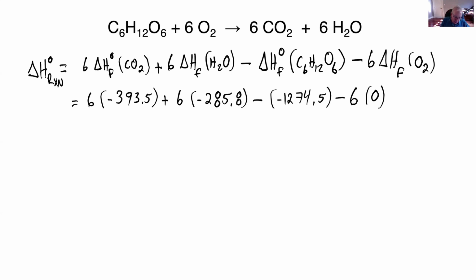Okay, my notes tell me that if I calculate this out, I get minus 2801, which I believe is a larger negative number than we got when we calculated delta E.